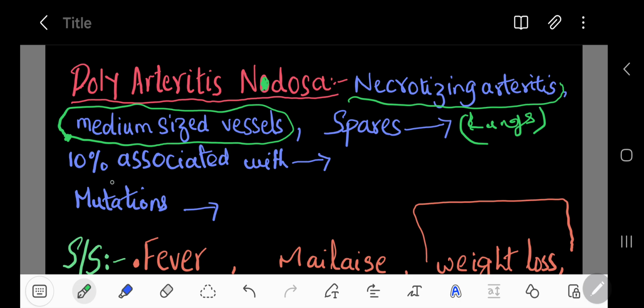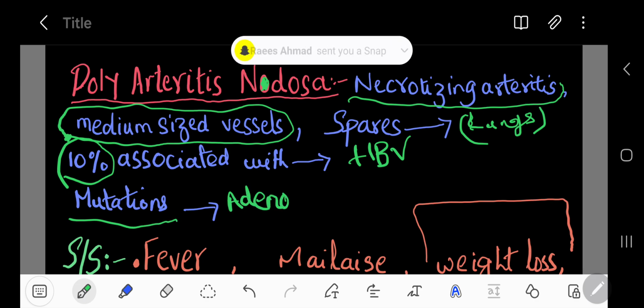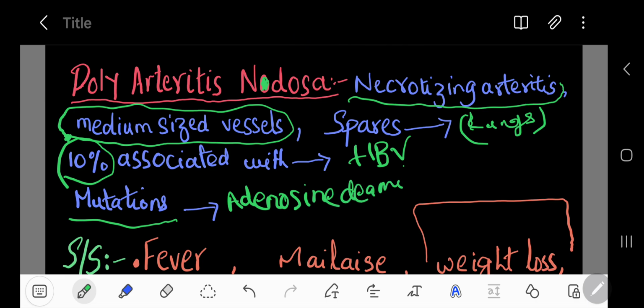It is associated in 10% of the cases with the hepatitis B virus, and sometimes there are mutations in the adenosine deaminase 2. Adenosine deaminase 2 mutations can lead to early onset polyarteritis nodosa.